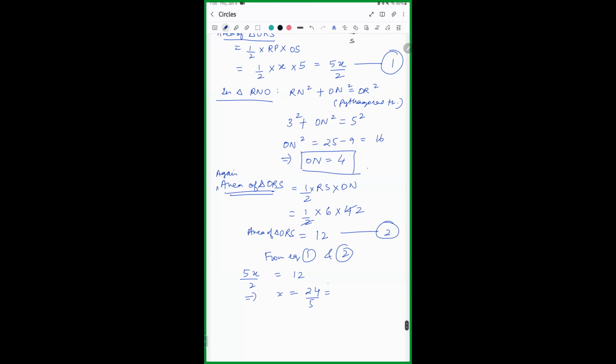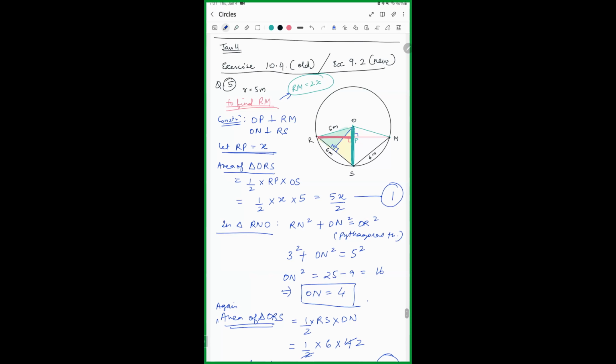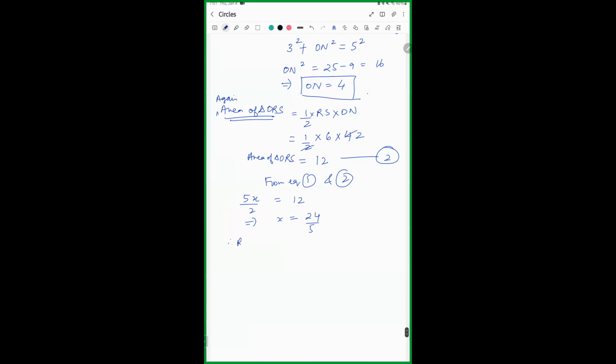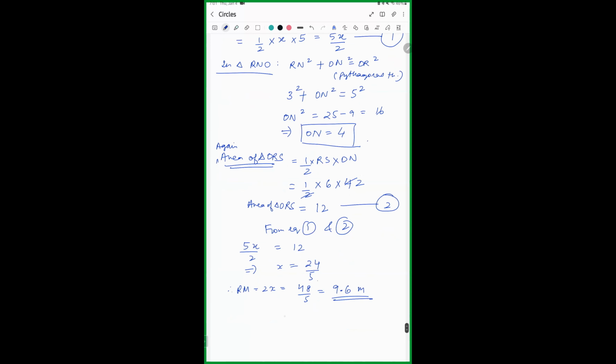And if x is 24 by 5, then what did we need to find? We needed to find RM, which is equal to twice of x. This thing, RP, this is x. And RM is twice of x. So let's find RM. Therefore, RM is equal to twice of x, which is equal to 48 by 5. And if you calculate that, that's going to be 9.6 meters. Why in meters? Because the original was given in meters. Okay. So this is the value of RM. Okay, please note this down.